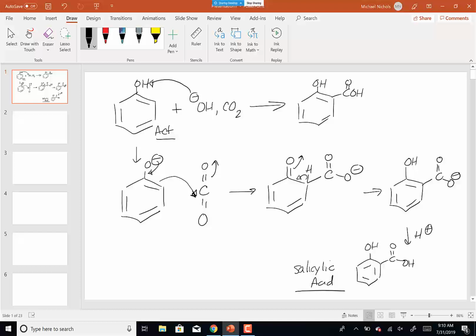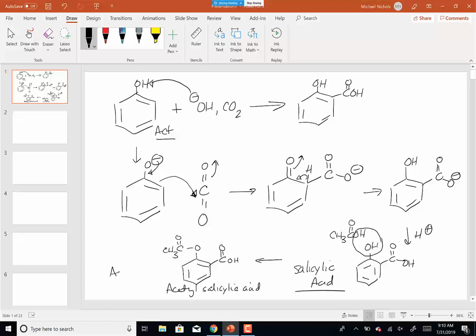And if I take that salicylic acid and I now add to it something like acetic acid, then I'll react this OH group with the carboxylic acid, so that I can take the OH group and convert it to an ester. And so that's acetylsalicylic acid. And that's aspirin.